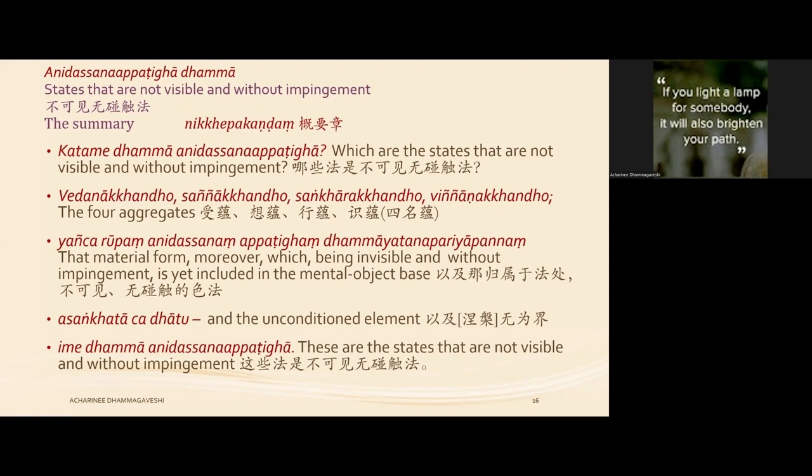However, there are certain Rūpa that are classified under this term. So it is mentioned under the third paragraph, Yañca Rūpaṃ Anidassanaṃ. So what is meant here are the 16 Sukhuma Rūpa, the subtle matter, which are classified under the Dhammāyatana. And also we get the unconditioned element, the Asaṅkhatā dhātu, that is Nibbāna. So all of these Dhammas are Anidassanaappaṭighā Dhamma.